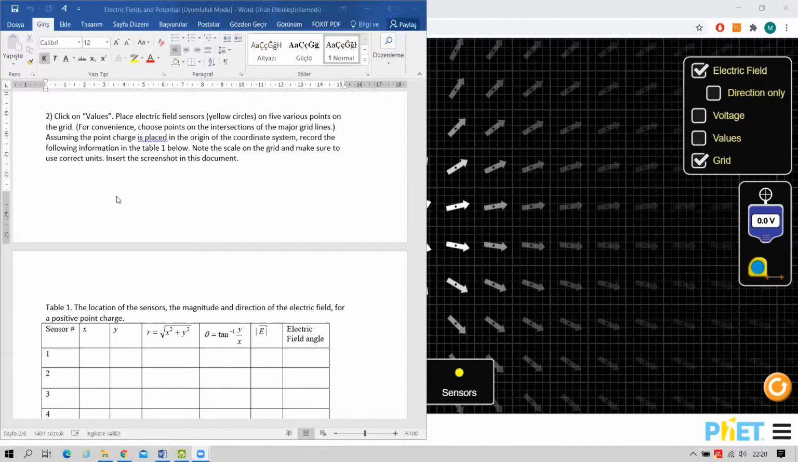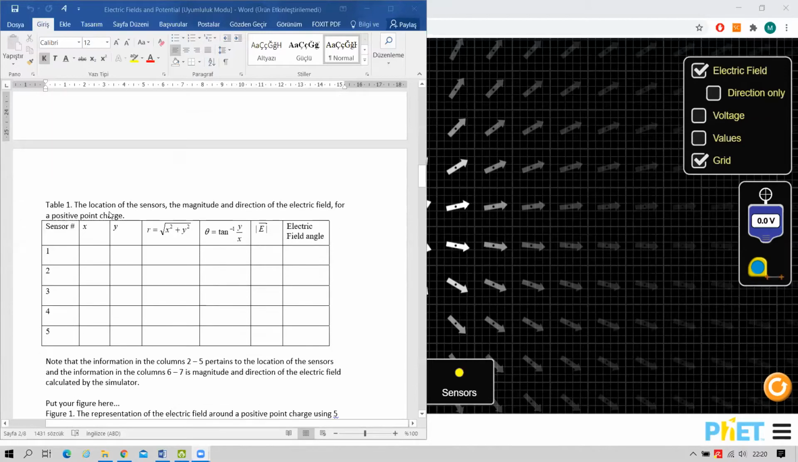Note the scale of the grid and make sure that you see the correct units. So that means the second item in the first part is to fill this table. You see in the first column there are 5 numbers showing the 5 different sensors. Let's first do this. Let's first come over to the simulation.